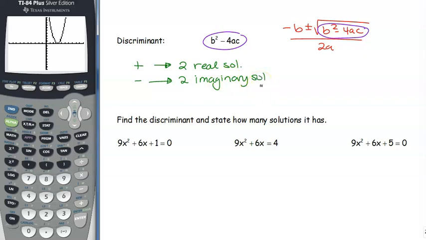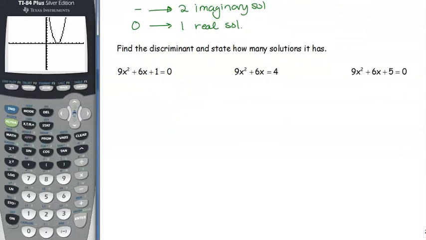And our last problem, the discriminant, the number underneath that square root sign, was a 0. And when the discriminant is a 0, we had 1 real solution. So you can determine how many solutions you're going to have simply by looking at the discriminant and the discriminant only.